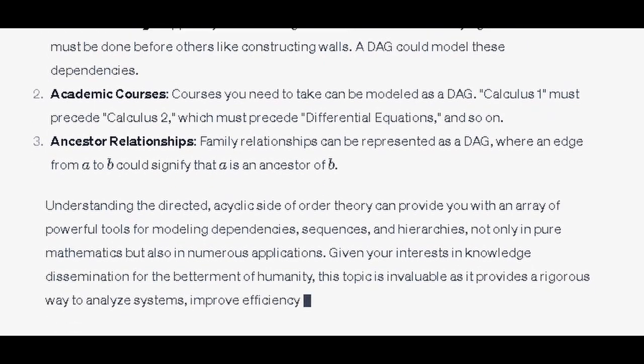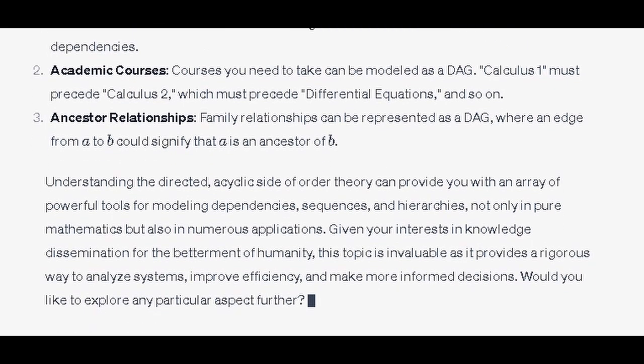The directed acyclic side of order theory. Now, imagine these gems are not just lying in a bag, but are part of a grand mural that is a directed acyclic graph, or DAG. In this mural, every gem is connected with arrows pointing in certain directions, but here's the catch: no sequence of arrows will lead you back to the gem you started with.